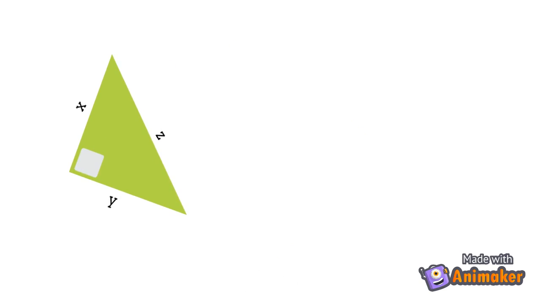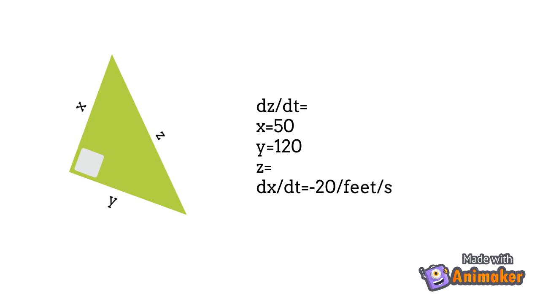Let's call the sides X, Y, and Z. This problem is to determine the rate at which Z is changing, so we need to calculate dz/dt. First, we have the value of X is 50 and Y is 120, but we don't have the value of Z. We also know dx/dt is negative 20.